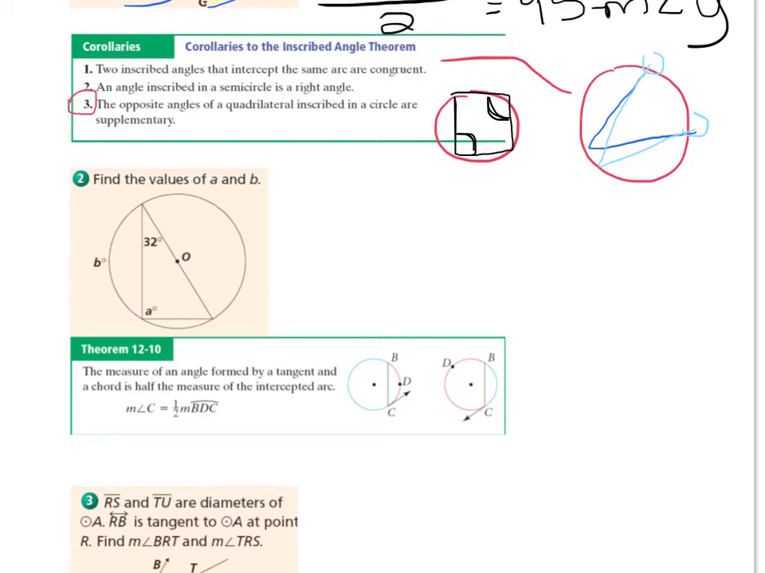Okay, so in example 2, find the values of A and B. Well, A here, notice this line is a semicircle, so A's endpoints are a semicircle. So this has to be 90 because this is 180 degrees because it's a semicircle. So with that, to get B, you're going to have to figure out what this arc is, because we know this whole side is 180. So if we figure out what this is, then we can subtract that from 180 and get B. In order to get this arc, we have to double that intercepted angle, which makes that 64.